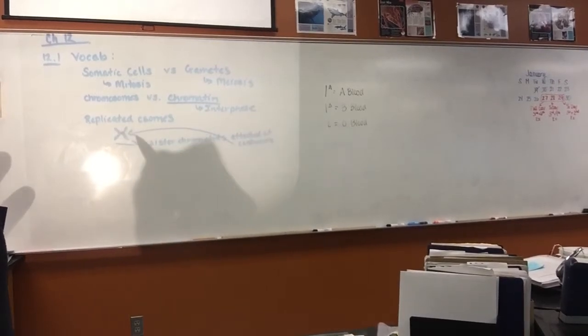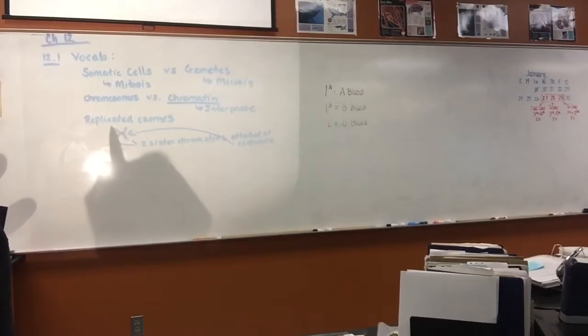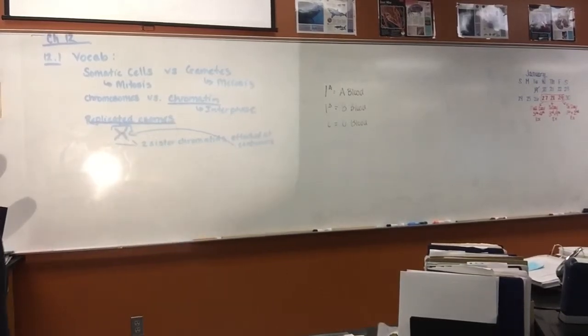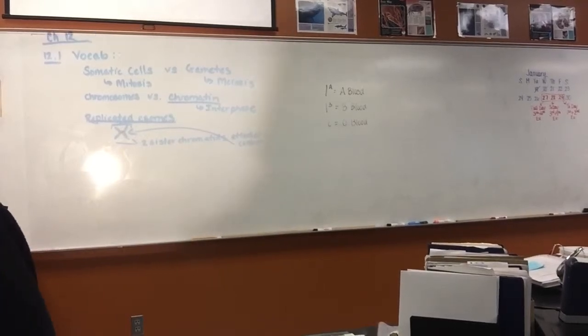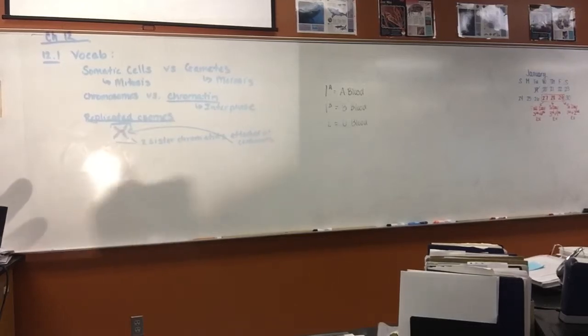And the centromere is right here. And this whole thing is what we just looked at here, a replicated chromosome. So that's one replicated chromosome made out of two sister chromatids attached at the centromere. Okay. And so those are some of the vocabulary in the beginning there.